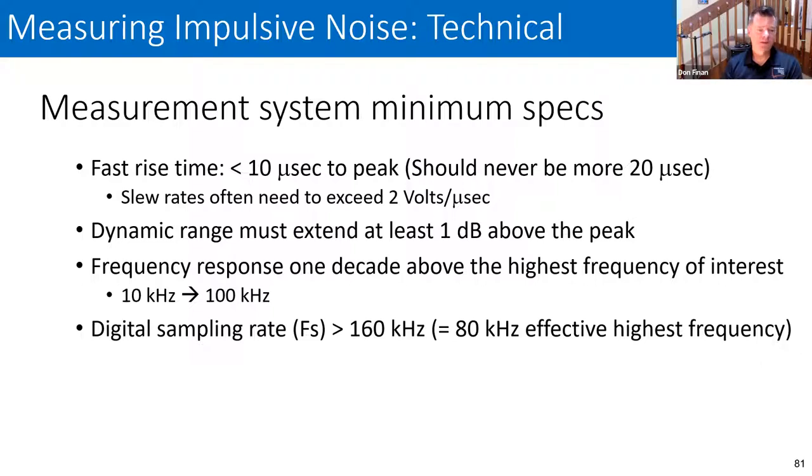The frequency response has to be a decade above the highest frequency of interest. We have to be able to have a system that is responding very, very quickly and be able to capture and resolve high frequency sounds and higher than the actual frequency of the waveform itself. To get to there, we need a sampling rate, which is abbreviated F sub S, somewhere around 160 kilohertz, which will give us the ability to capture a signal up to around 80,000 hertz.